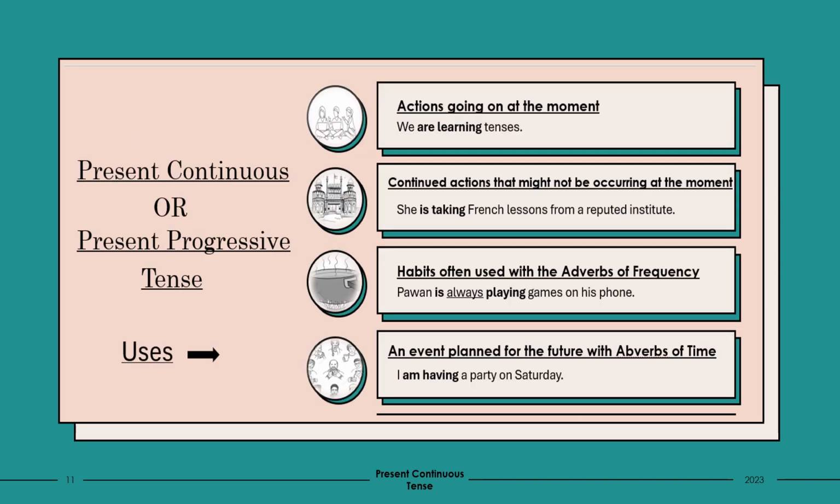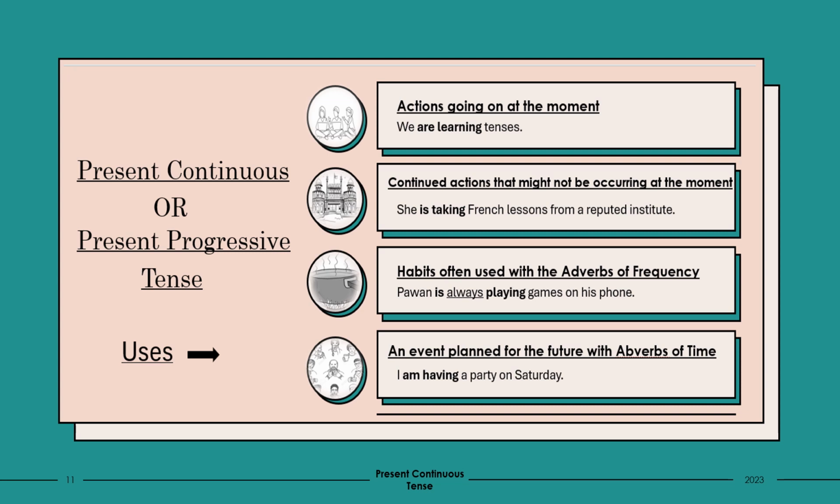Next in row we have present continuous or present progressive tense. Now let's discuss its uses first. So we use present continuous to indicate actions that are going on at the moment. For example, we are learning tenses. Alright, so what are we doing at the moment? We are learning tenses. So here, as you can see, we have two verbs. One is the helping verb, that is are, and second is the main verb, that is learning.